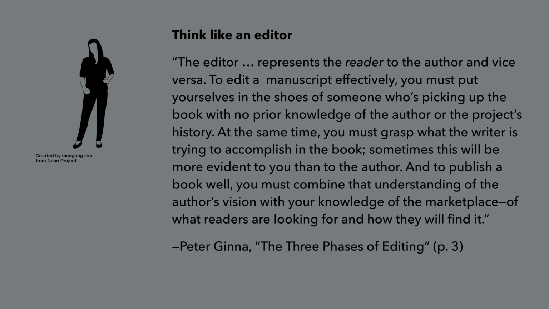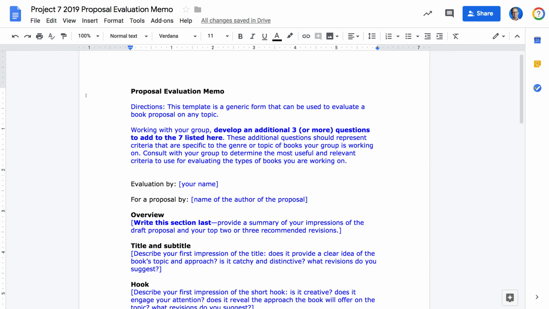So let me talk a little bit more and give you some specific directions of how that's going to work. Up on the screen here is Project 7. It's called the Proposal Evaluation Memo. Each of you will complete 2 of these based on 2 proposals from peers in your group. But before you do that, you're going to actually work on the proposal itself as part of a team. So let me read these directions here at the top of the page. This is what it says to do.